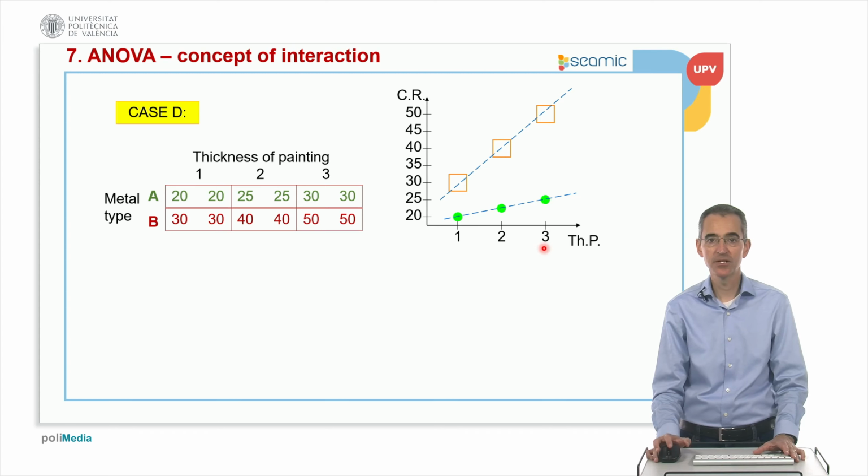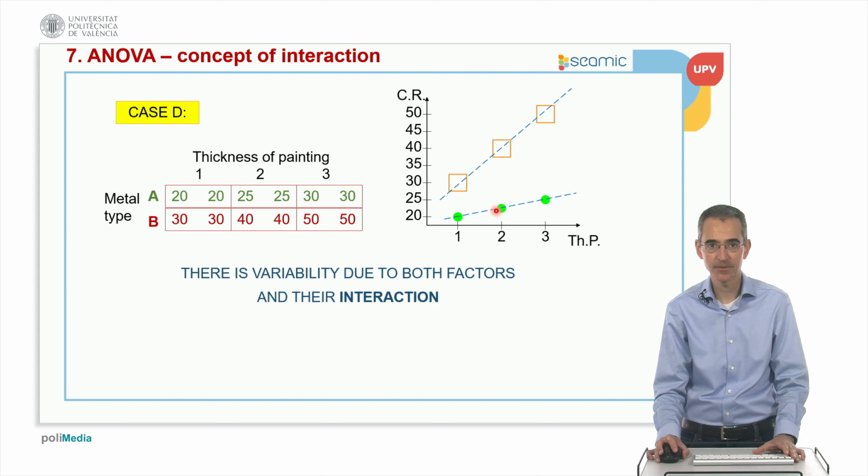Usually, as a rule of thumb, I say that when these lines are parallel, there is no interaction. When these lines are not parallel, there is interaction. I think that graphically it's a pretty easy way to understand the interaction. Here we have variability due to both factors and also due to their interaction.